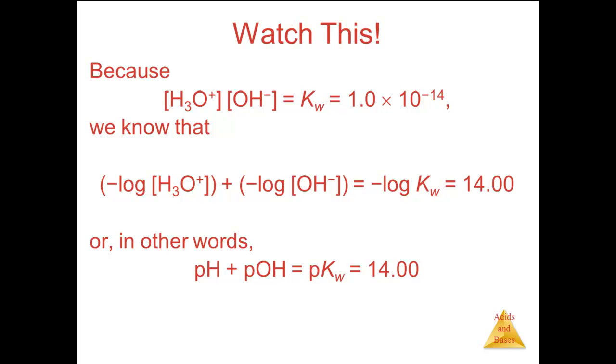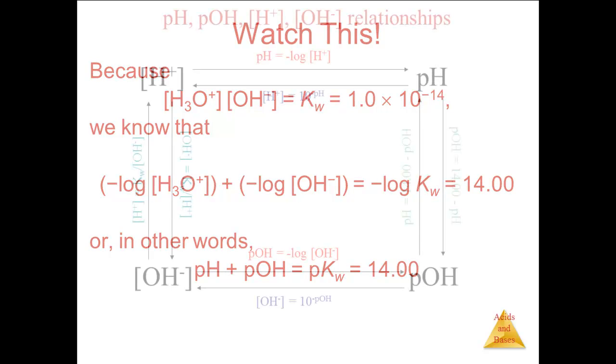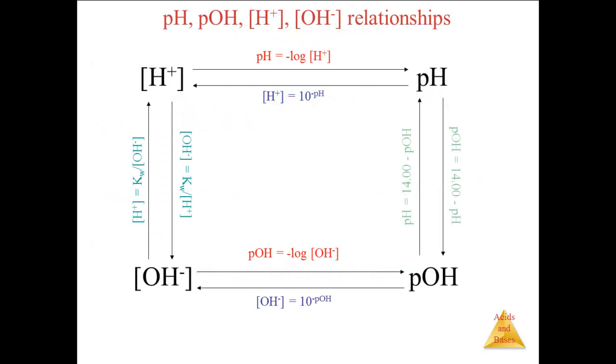This equation implies that as pH increases, pOH decreases, and vice versa. This is an important simplifying understanding about pH and pOH. The assumption here is that the solution is at 25 degrees Celsius. Here is a diagram that reflects the relationship among concentration of H3O+, pH, pOH, and the concentration of OH-.